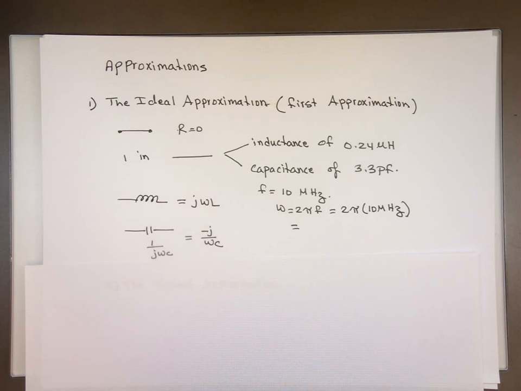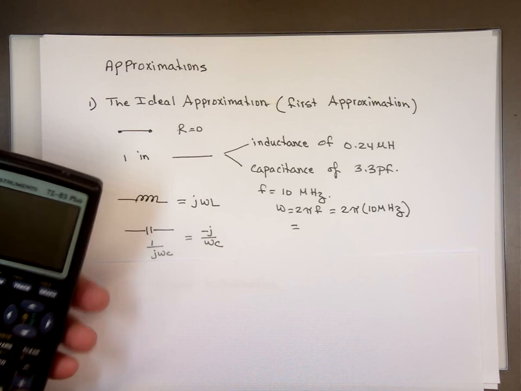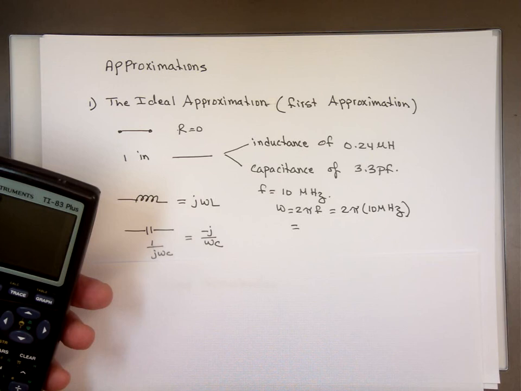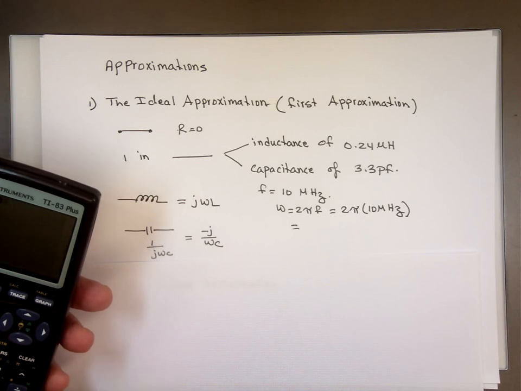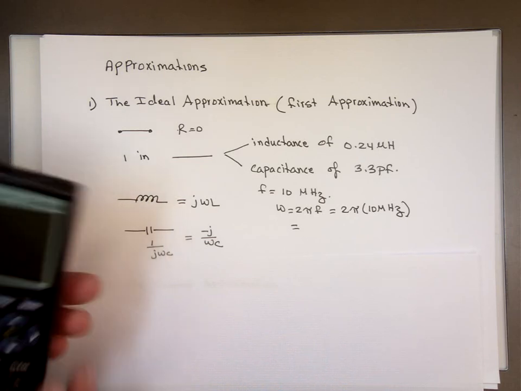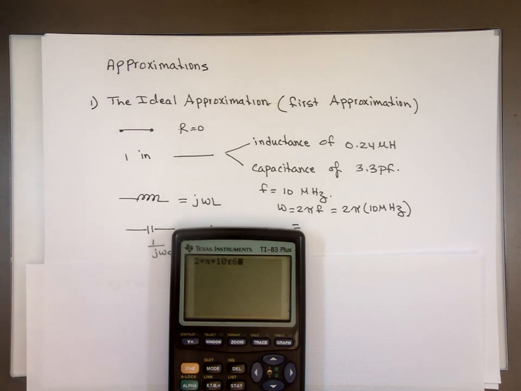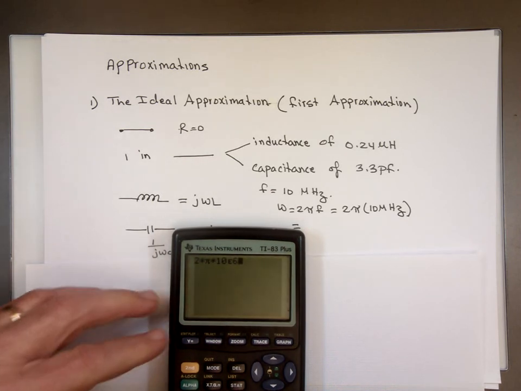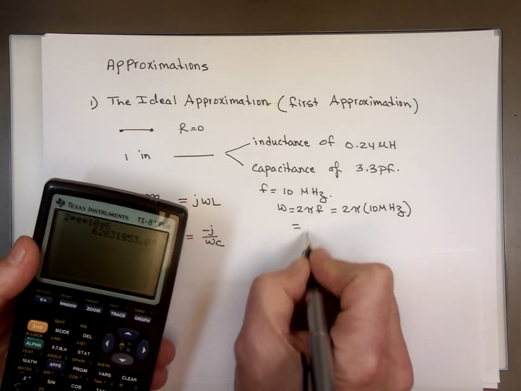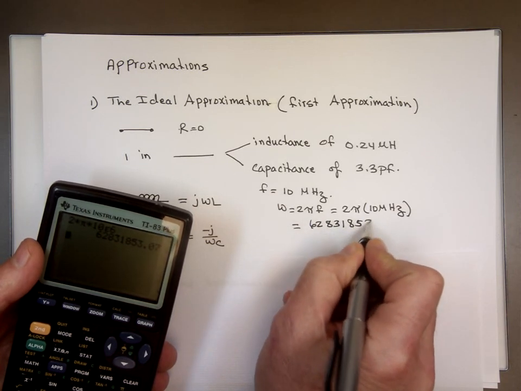Where's my calculator here? Omega is going to be 2 times pi times 10 to the power of 6, that's what a mega is. So let's see what omega is, not the frequency, omega. In this case it will be 62831.853 roughly.